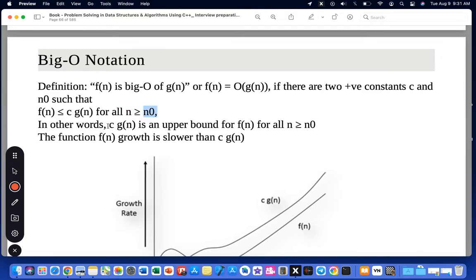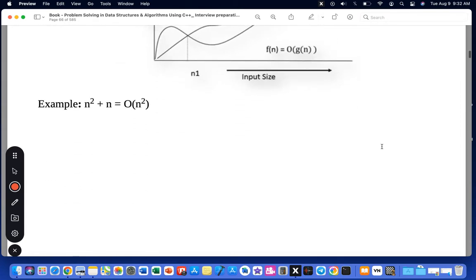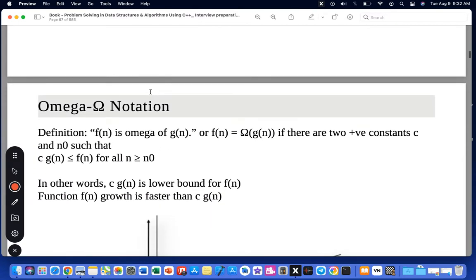In other words, this constant c times g of n is an upper bound for f of n for all n greater than or equal to n0. The function f of n grows slower than c g of n. So this is the c g of n and this is the function. The growth rate is lower. An example is n squared plus n is O of n squared.